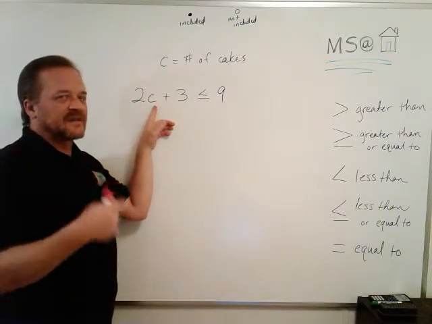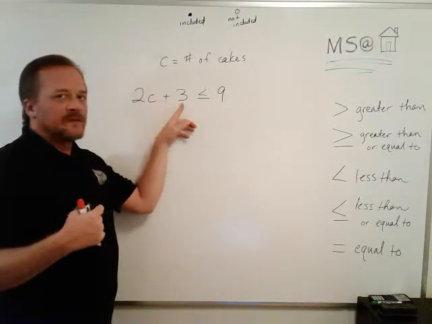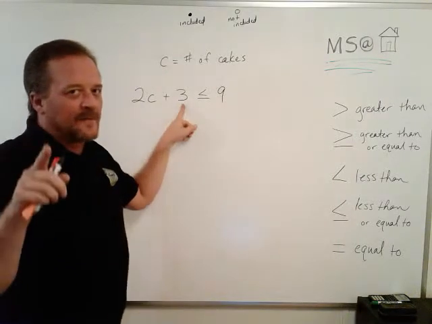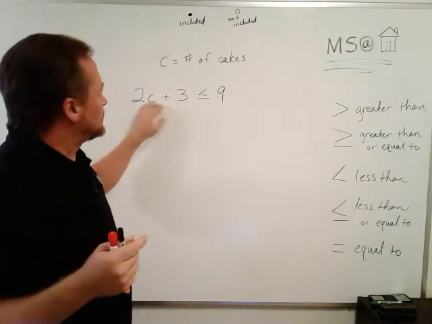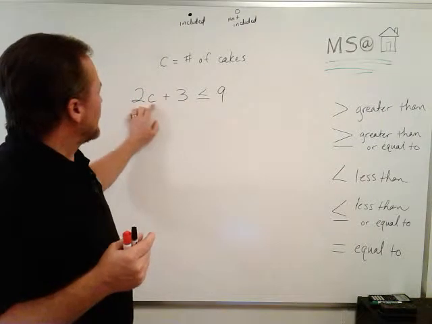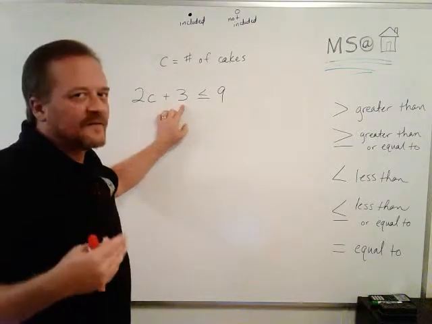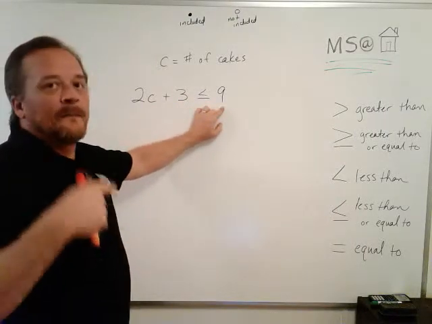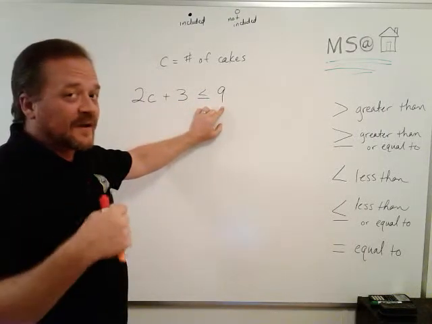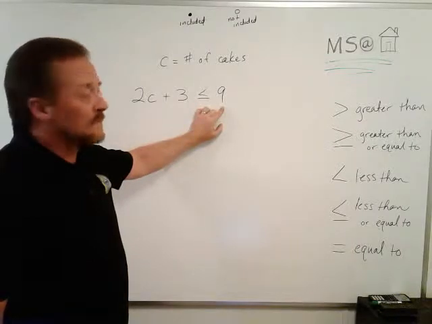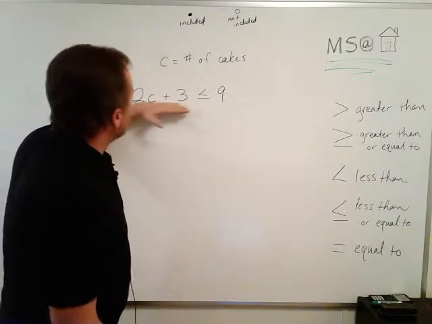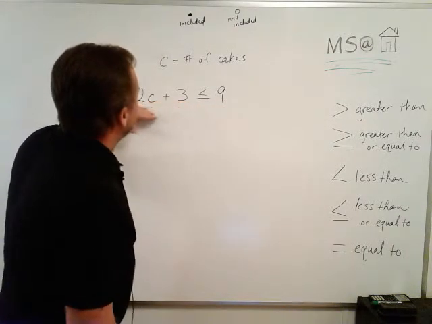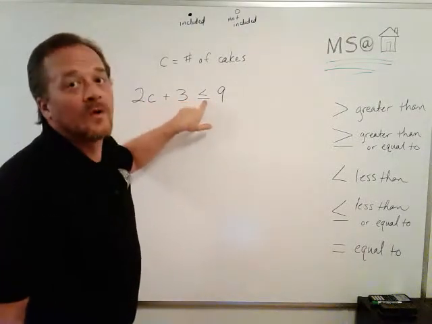Okay, so each cake is going to take 2 hours. She's already been there for 3 hours. See, I misrepresented that before. This is time. 2 hours per cake, plus she's already been there for 3 hours. And this is the most time she's going to work. She's working 9 hours today. All right? So all of this cake making right here needs to take 9 hours or less.